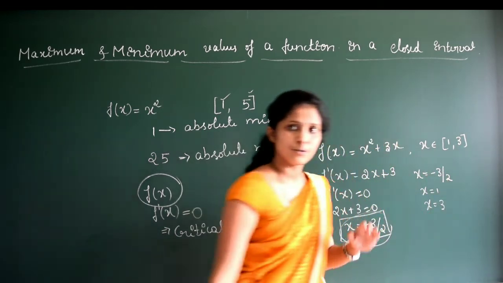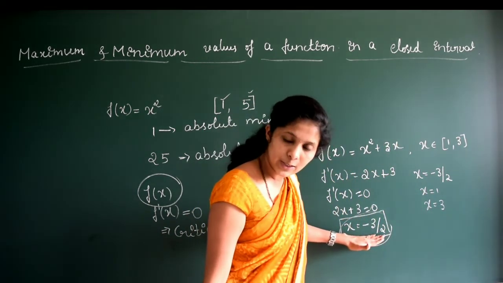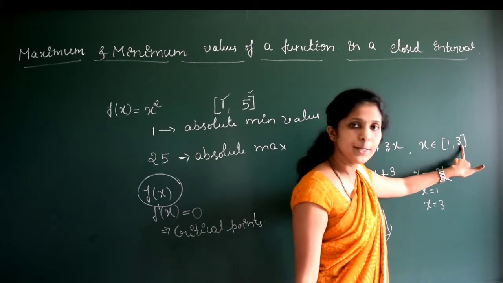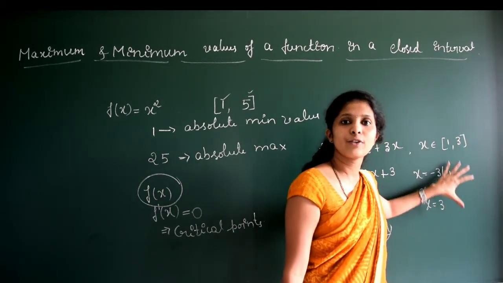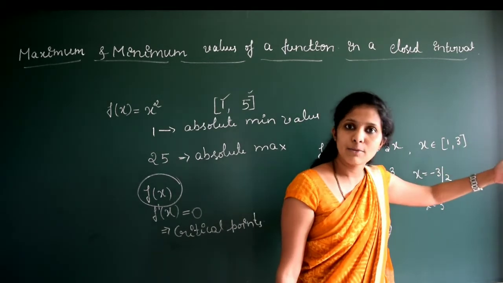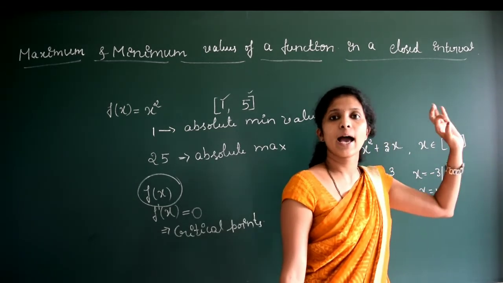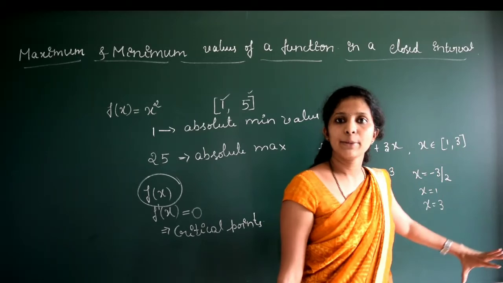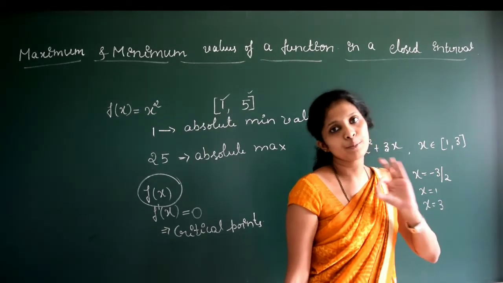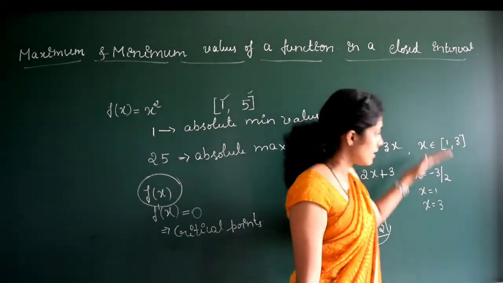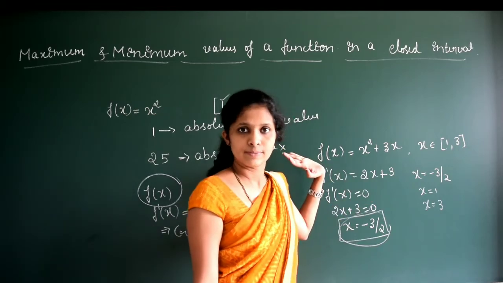Is it clear? First, you have to substitute the critical value. After that, you have to substitute the end points and check where the function f of x has a maximum value and where it has a minimum value. The maximum value is called the absolute maximum value and the minimum value is called the absolute minimum value. Is it clear? Now let's solve some problems based on this.